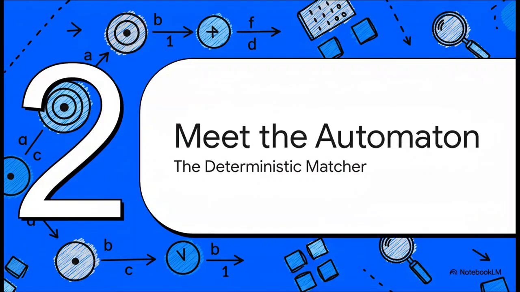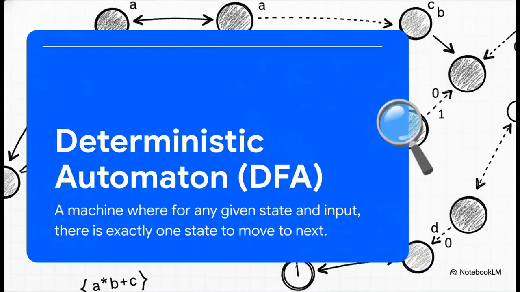Okay, so we've got our language rules down. Now let's meet the machine that actually does the work. This is the star of the show, the deterministic finite automaton, or DFA for short. The most important word to focus on here is deterministic. This machine never has to guess. It's like a train on a track where there are no switches. From any given station with any given signal, there is one and only one track to take to the next station. It follows a perfectly predictable path every single time.